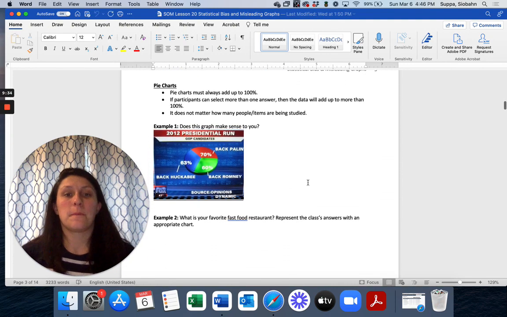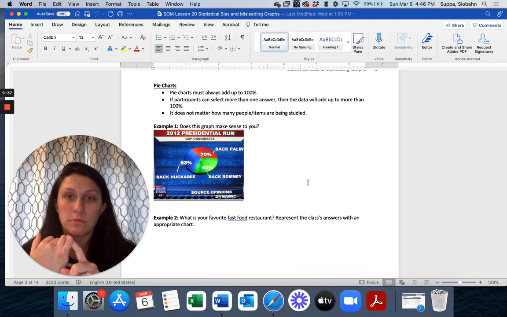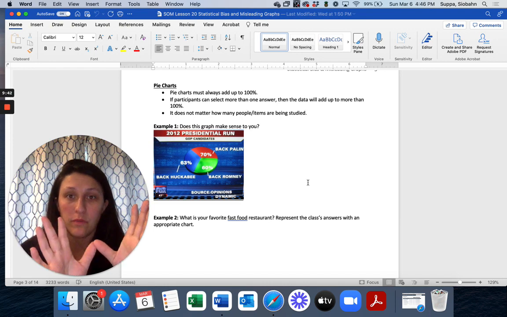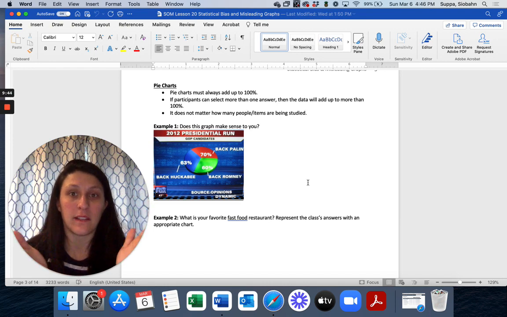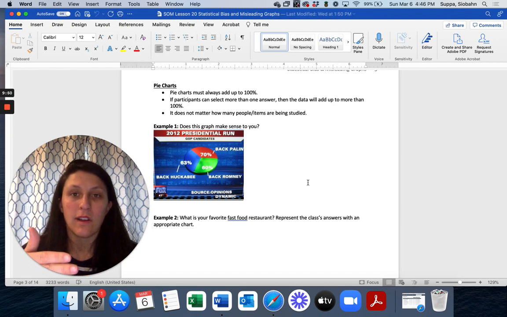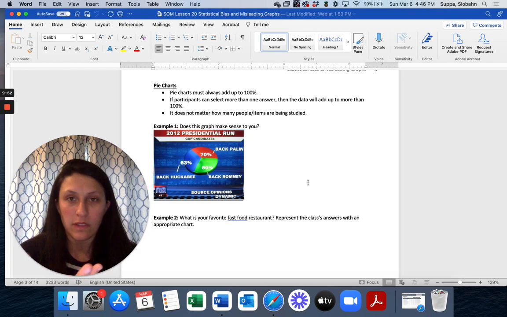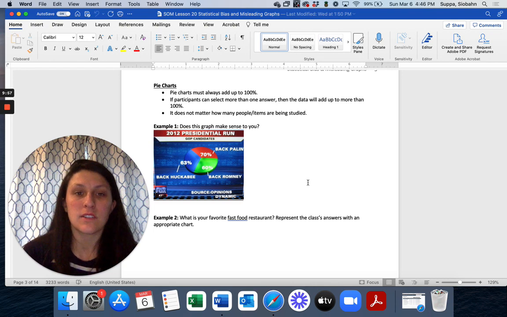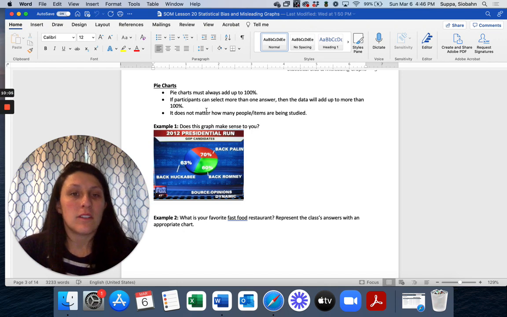So pie charts have to add up to 100%. There's a reason why you put data in a pie chart. It is to show some kind of complete view of data that adds up to exactly 100%. If participants can select more than one answer for whatever question you're asking them, then the data is going to add up to more than 100% because people were allowed to choose more than one possible answer. It doesn't matter how many people or items are being studied in whatever question you're asking them.